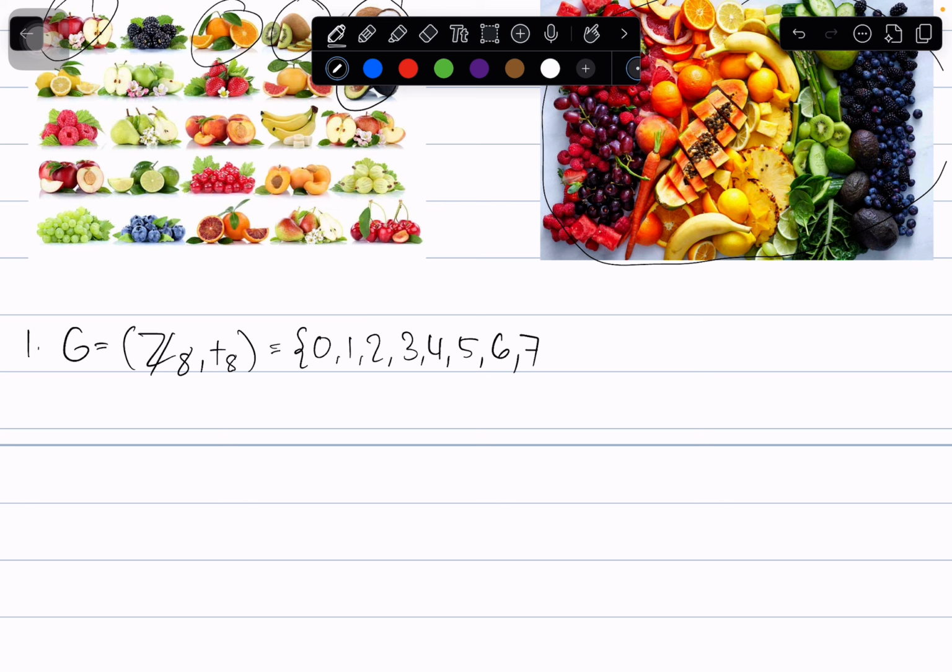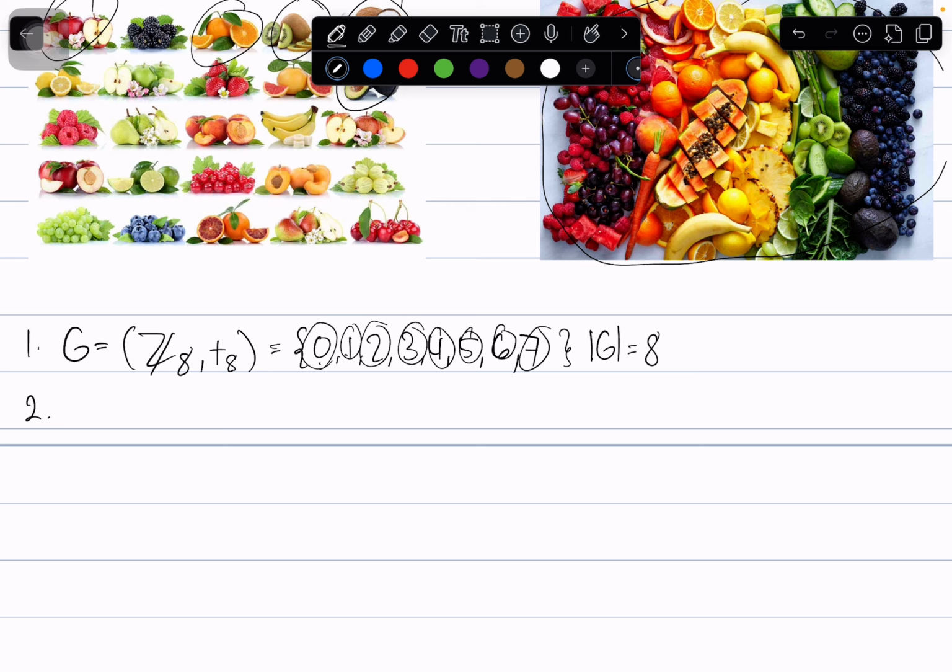Now, these are our distinct elements. Now, we just have to count them. So, this is 0, 1, 2, 3, 4, 5, 6, 7, 8. So, to find the order of G, it is simply 8. We simply counted how many there are in the group.